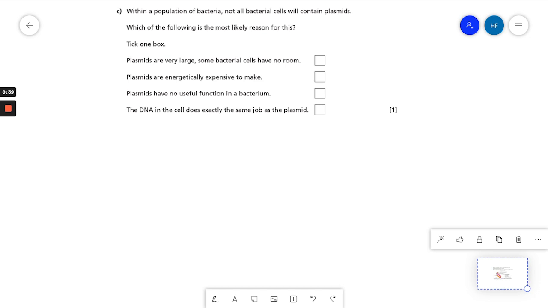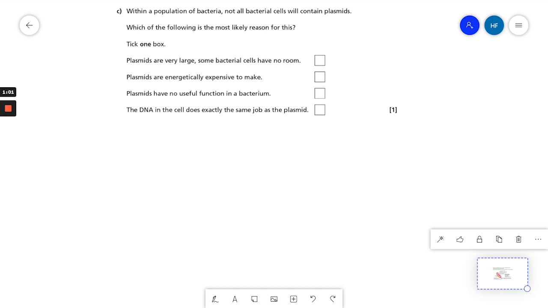The question is asking which statement is most likely to explain why not all bacterial cells have plasmids. Interestingly, the term most likely is used in the question because you need to use your understanding of the structure of bacterial cells, and in particular plasmids, to decide which statement is indeed the most likely explanation.